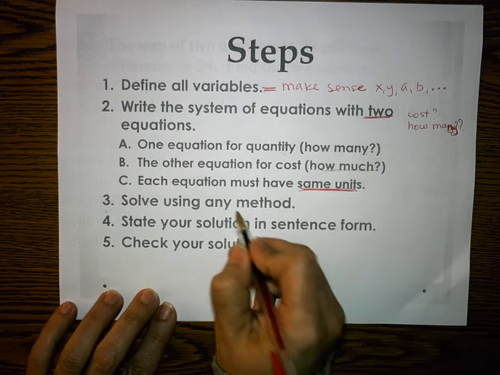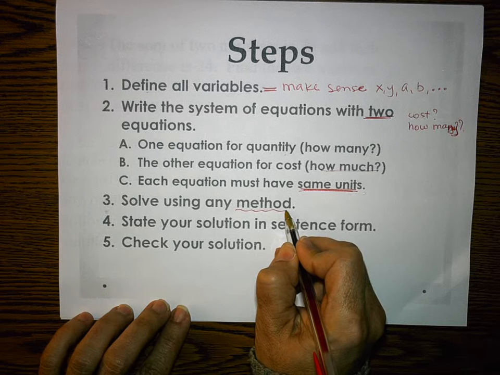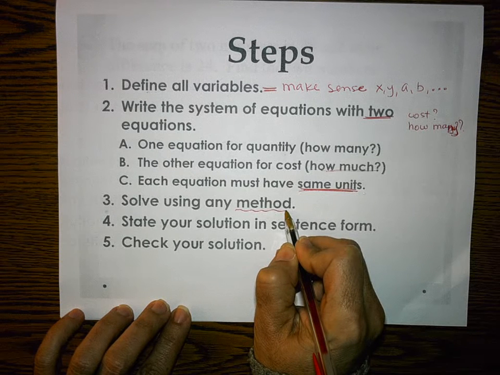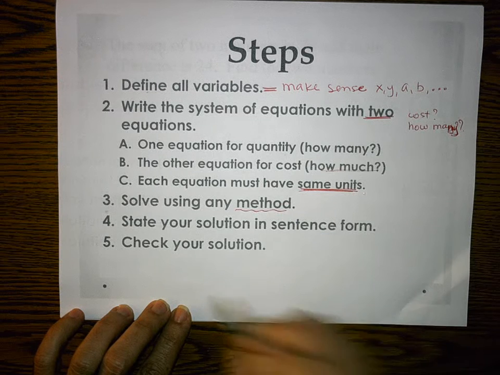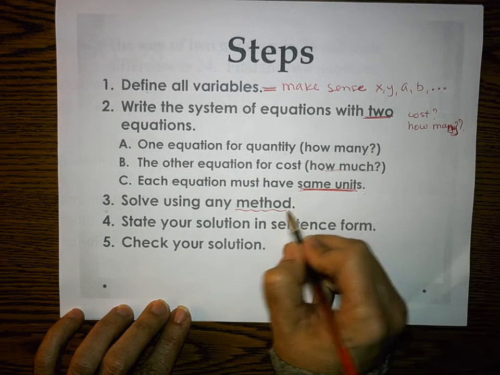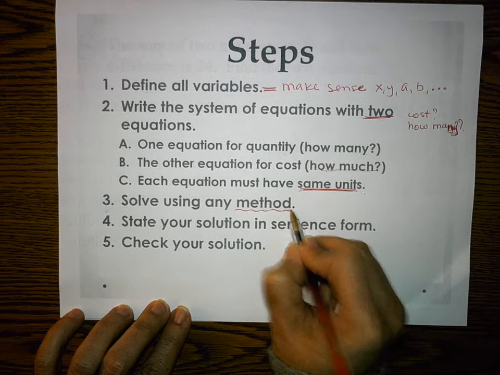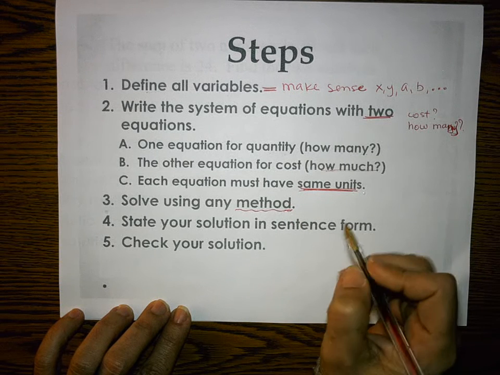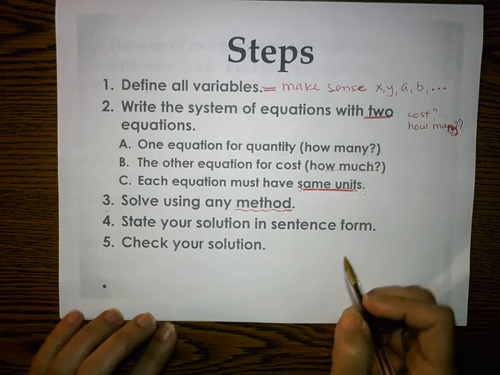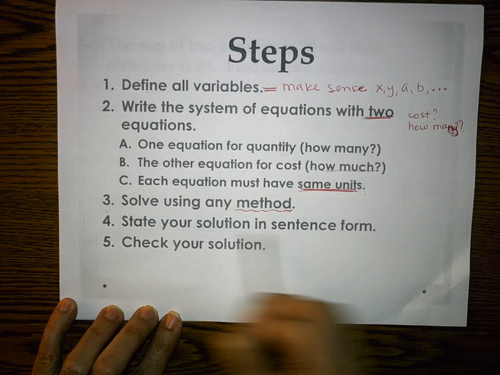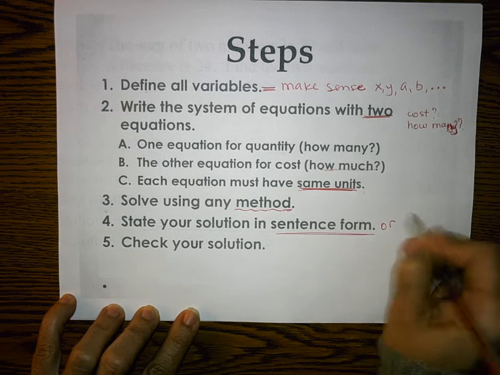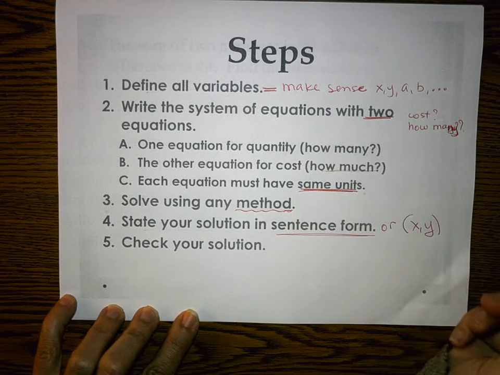Solve using any method. At this point, guys, I'm not going to make you use a specific method, okay? In mathematics, you get good at something, then you try to get good at something else later, and you keep improving each time, okay? But it is good to be good at both methods, substitution and elimination, all right? Pick one that you're really good at and work with it. And then state your solution in a sentence if you need to, okay? Or as an ordered pair, an (x, y) type of ordered pair.